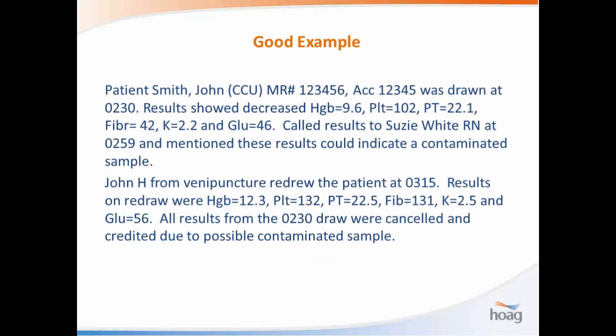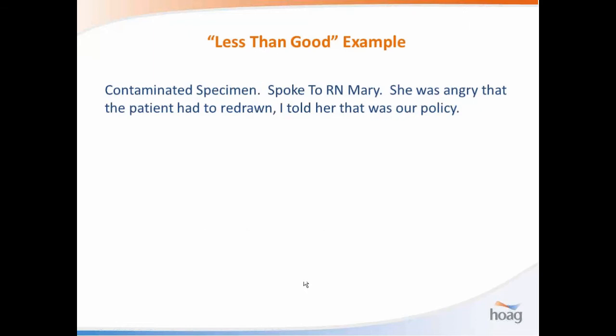So here's a good example of a report of a contaminated sample. Patient John Smith was drawn, gives the draw time, shows the results of the original sample, called the results to who and when, and mentioned that these results could indicate a contaminated sample. Venipuncture redrew it. The results were now normal. And what did you do about it? All results in the prior draw were canceled and credited due to a possible contaminated sample. So I think this is a very good factual write-up that allows whoever is reviewing this to assess the risk and understand what happened.